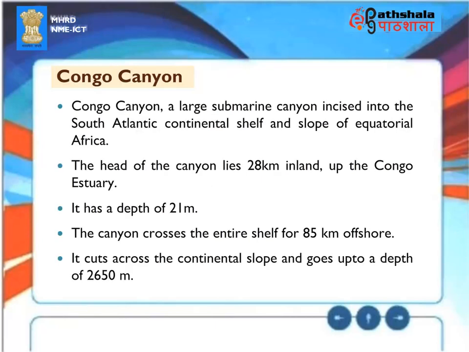Congo Canyon. Congo Canyon is a large submarine canyon incised into the South Atlantic continental shelf and slope of equatorial Africa. The head of the canyon lies 28 kilometers inland up the Congo estuary. It has a depth of 21 meters. The canyon crosses the entire shelf for 85 kilometers offshore. It cuts across the continental slope and goes up to a depth of 2,650 meters.